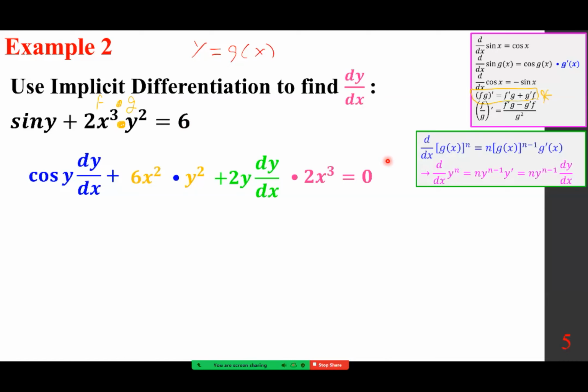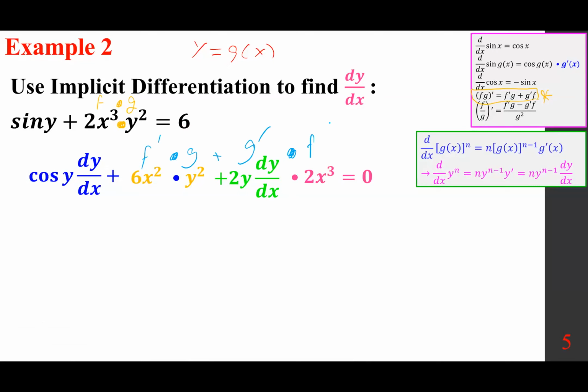So we have f prime g plus g prime f. And we are practically done. We just solve for y prime or dy dx.